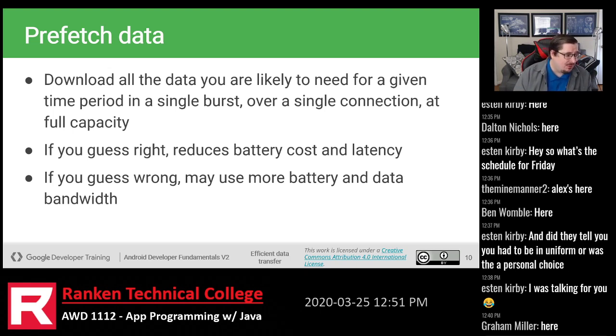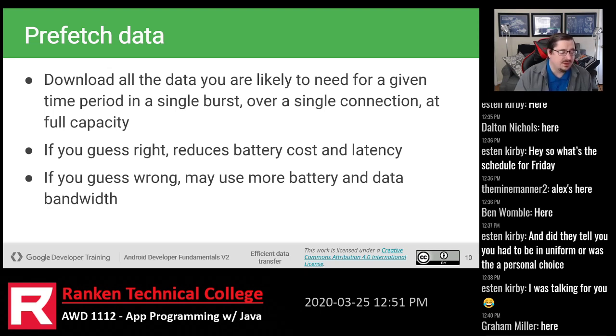However, if we get that wrong, we pull down too much data, or we pull down the wrong data, then we're just wasting extra battery life and extra data bandwidth. So it's something to consider. It's something you definitely want to put in your toolbox about prefetching data, but it's also something you have to be very careful with, because it's easy to get it wrong, or it's easy to pull too much data, or data that's maybe not what the user is going to use anyway.